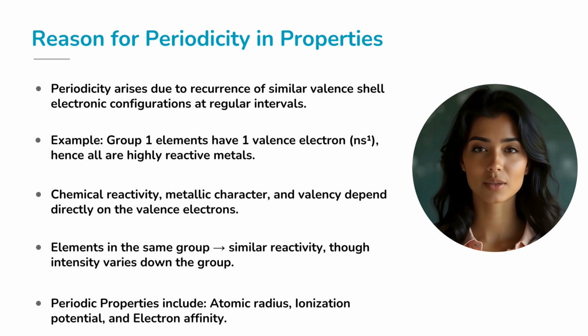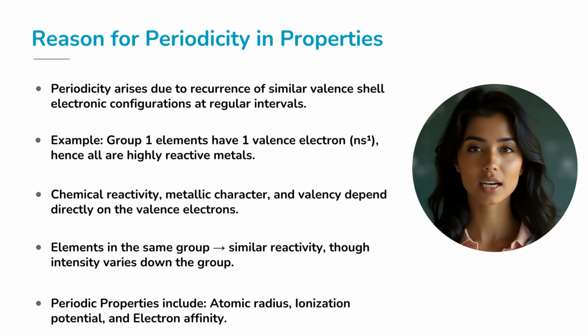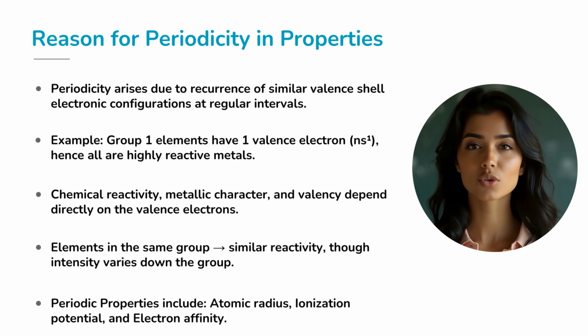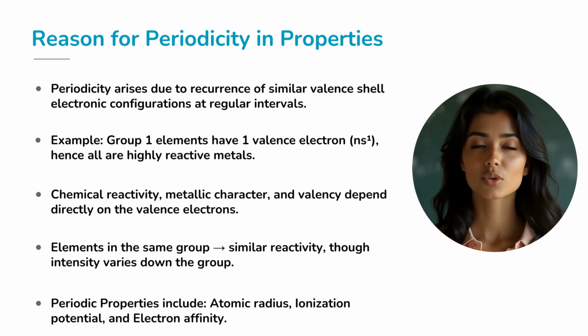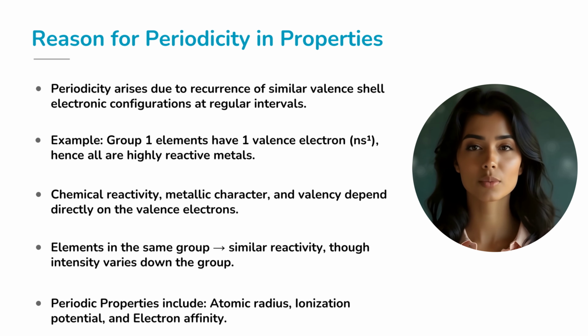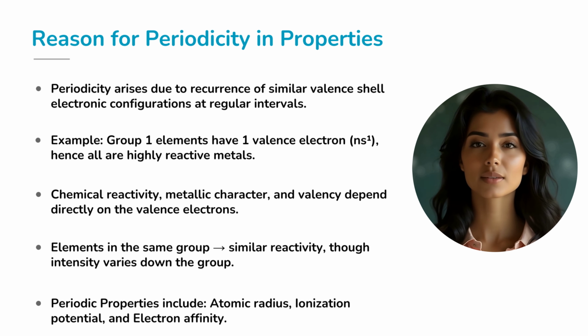Now, let's dive deeper. Why exactly does periodicity occur? The answer lies in the recurrence of similar valence shell electronic configurations at regular intervals. Think of group 1 elements, hydrogen excluded: lithium, sodium, potassium, rubidium. Each has one electron in the outermost s orbital, written as ns1. That's why they all share common properties. They are soft, highly reactive metals, and they readily lose one electron to form positive 1 cations.